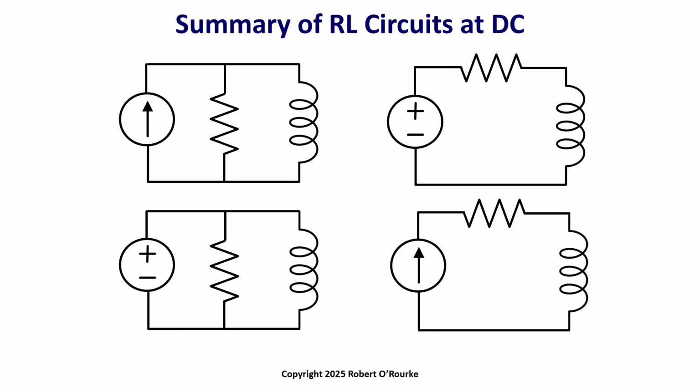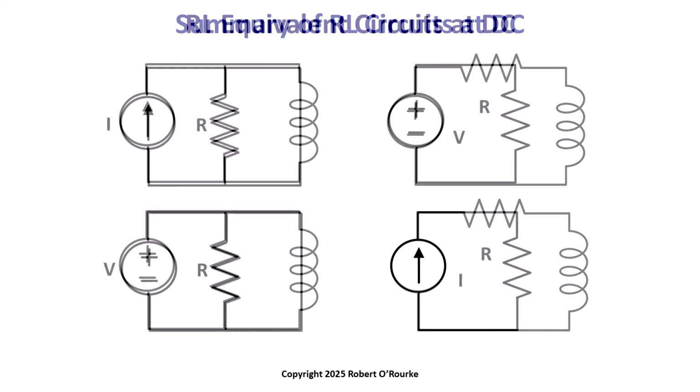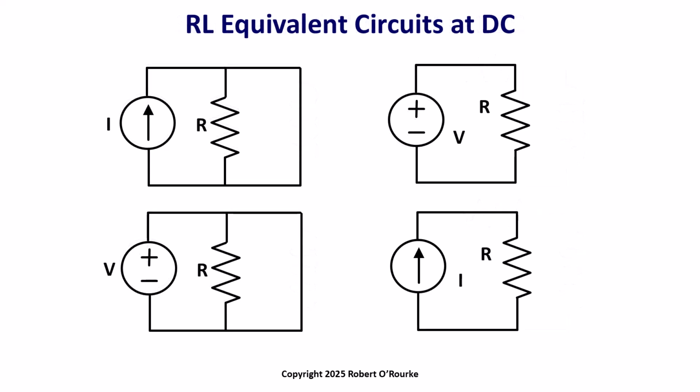Summarizing, when the inductor is modeled as a short circuit at DC, we can remove the inductor from the circuit and replace it with a short circuit or an ideal wire. We can use Ohm's law to calculate voltages and currents.